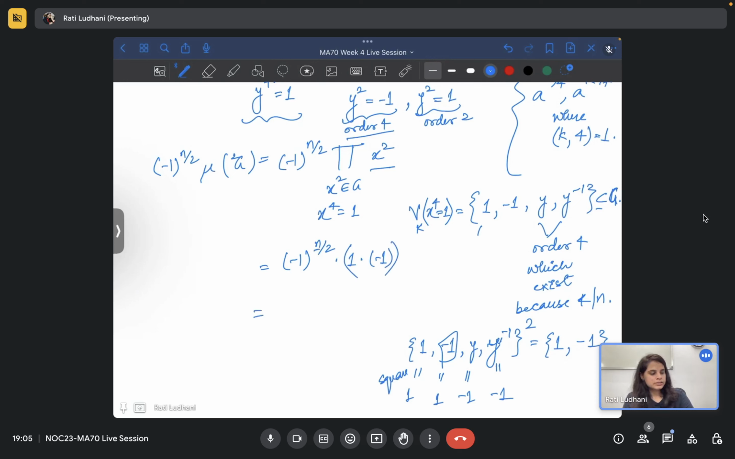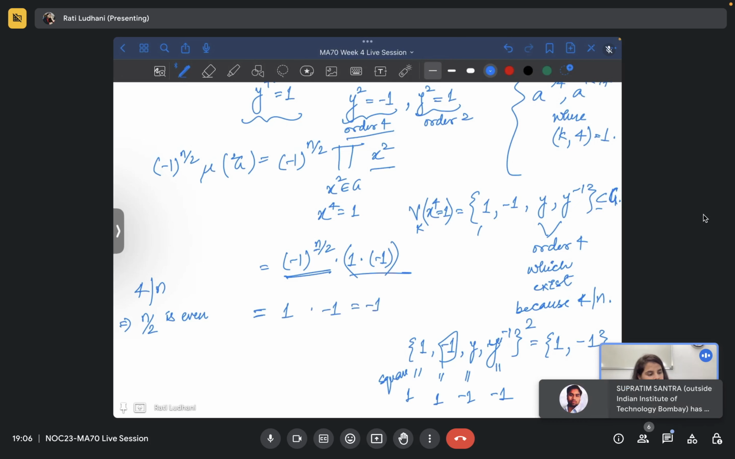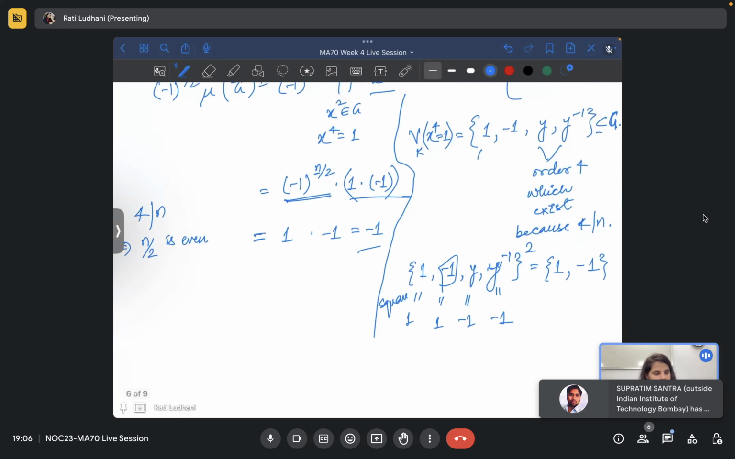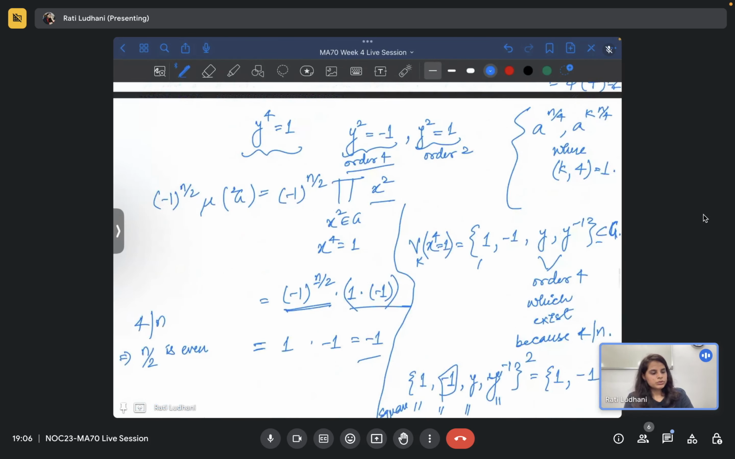One more thing, since 4 divides n, this implies n by 2 is even, because it is a multiple of 4. When you just divide by 2, you will still get a multiple of 2, sorry. So n by 2 is even. So that means this power will be just 1 into, this is like minus 1. So you will get minus 1. Is that okay?